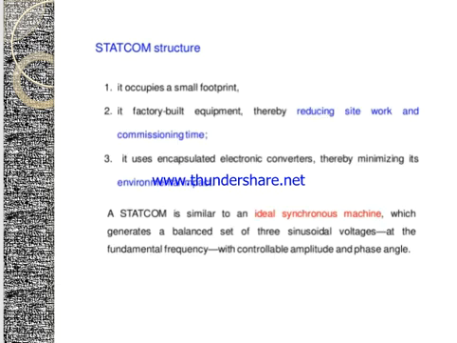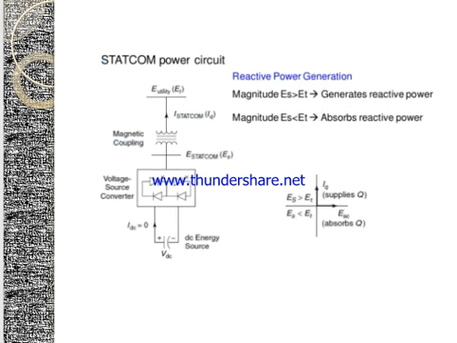While considering the STATCOM structure, it occupies a small footprint. It is a factory built equipment, thereby reducing site work and commissioning time. It uses encapsulated electronic converters, thereby minimizing its environmental impact. A STATCOM is similar to an ideal synchronous machine, which generates a balanced set of three sinusoidal voltages at the fundamental frequency with controllable amplitude and phase angle. So this is how the design of the STATCOM power circuit is made.